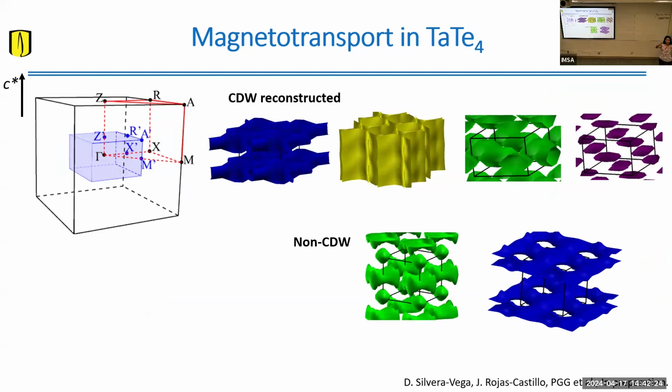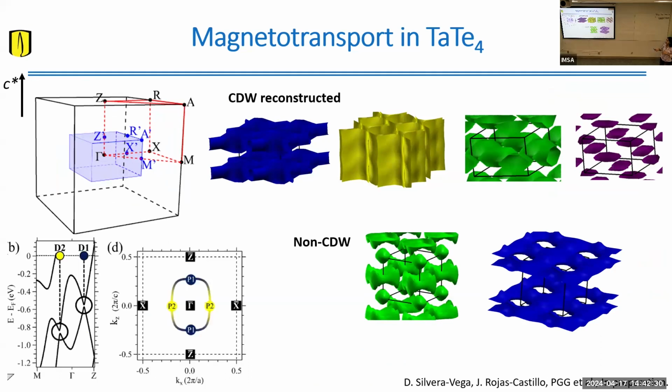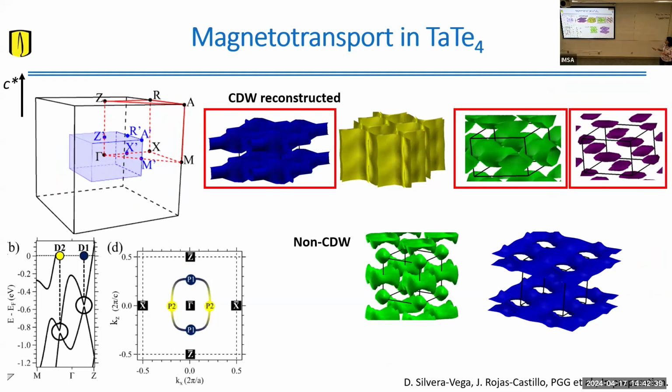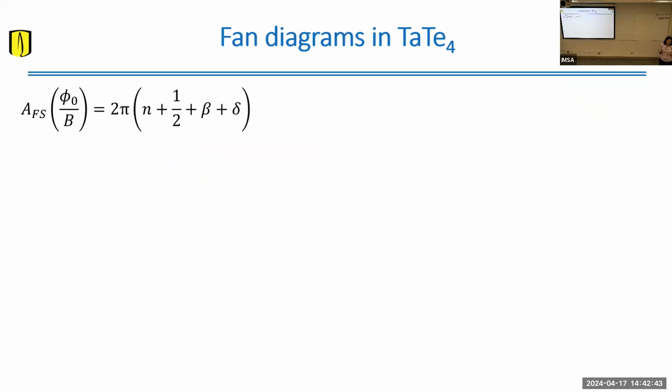If you take a look at the positions of the Dirac points in this compound in momentum space, you would expect that this set of pockets encloses a Dirac point, and this other set of pockets encloses Weyl points. So what we did, this is the last thing I will say, was fan diagrams, which is a way of extracting the Berry phase for this pocket.